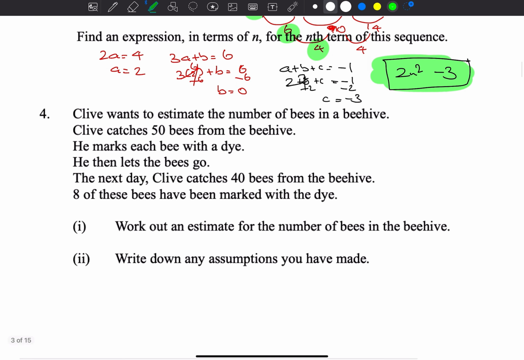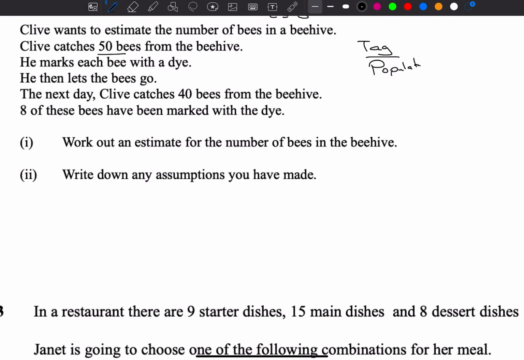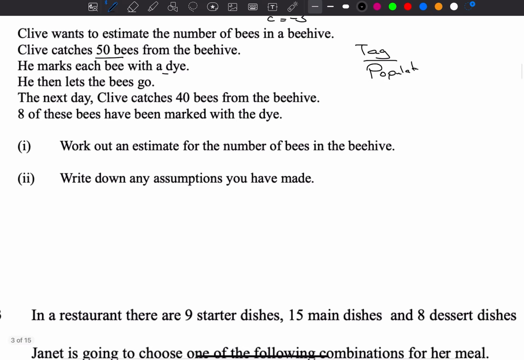Next one. So we got a capture recapture question here. So is tag over population? It says they caught 50 of them and then they marked it. Well, okay, so marked it with a dye. So tagged basically. 50 out of the whole population. They will always want you to work out the population, which is this one, equals to, and the next time they catch it, out of 40, 8 of them were tagged with the dye basically.